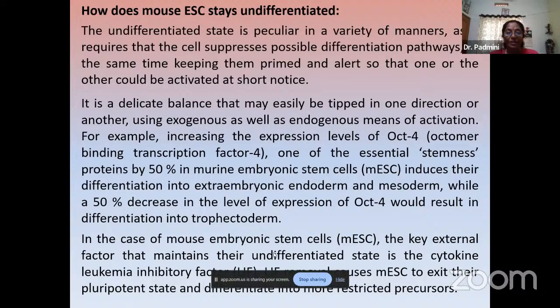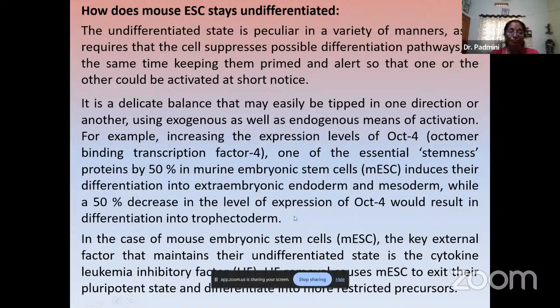So, are you able to understand? There is a delicate balance. It can either become this or that. This is the transcription factor OCT4. With 50% more, the cell can form endoderm and mesoderm. But a 50% decrease in OCT4 will lead to differentiation of that same cell into trophectoderm. What is trophectoderm? It is the extra embryonic cells that are going to form. And when you're talking about the extra embryonic endoderm and the mesoderm, you're talking about the endodermal cells and the mesodermal cells. So OCT4 is going to work on those points.